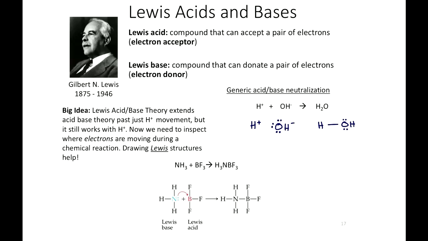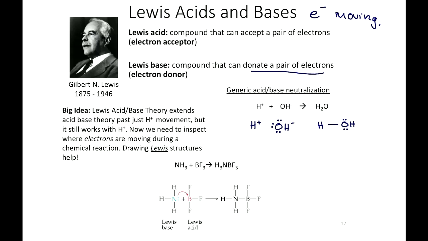Instead of thinking about how protons are moving in a chemical reaction, we are actually looking at how electrons are moving in a chemical reaction. But typically, we'll still get the same conclusion. Acids are going to be the acids, bases are going to be the bases. It's just we're thinking about it differently. Right? So a Lewis acid is a substance that is an electron acceptor. It accepts electrons. While a Lewis base is a compound that can donate a pair of electrons.